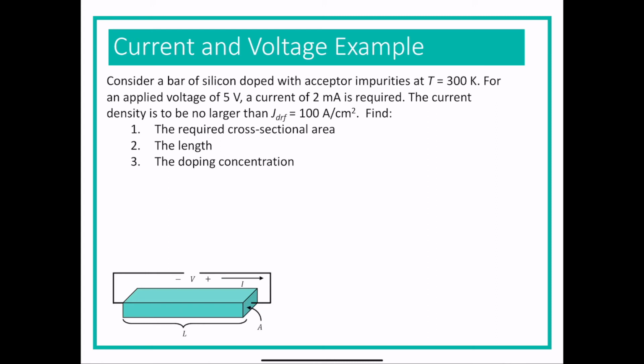So we want the current density to be no larger than 100 amps per square centimeter, and we want to find the cross-sectional area, the length, and the doping concentration. So first off, we can find the area, because it wasn't explicitly given, but the area is going to be the current over the current density.